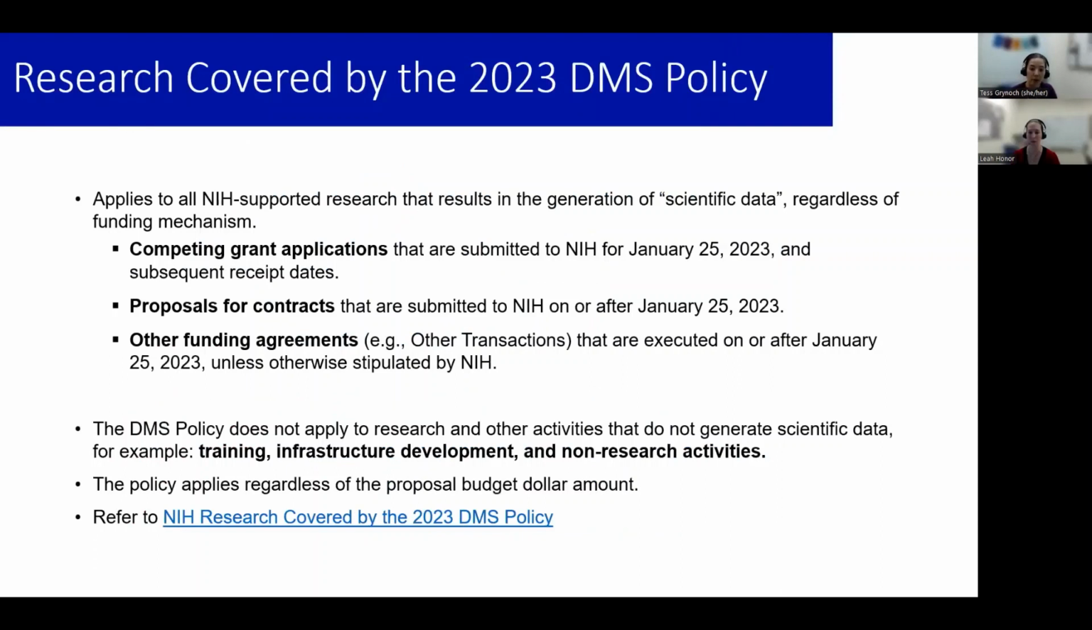So what research is covered by the new policy? The policy applies to all NIH-supported research that results in the generation of scientific data, regardless of funding mechanism or proposal budget dollar amount. This means that the new policy does not apply to research and other activities that do not generate scientific data, such as training, fellowship, and infrastructure grants, including all T, F, C06, R13, G, and S06 grants. For a full list of grants that the policy does apply to, please refer to the NIH site on research covered by the policy.